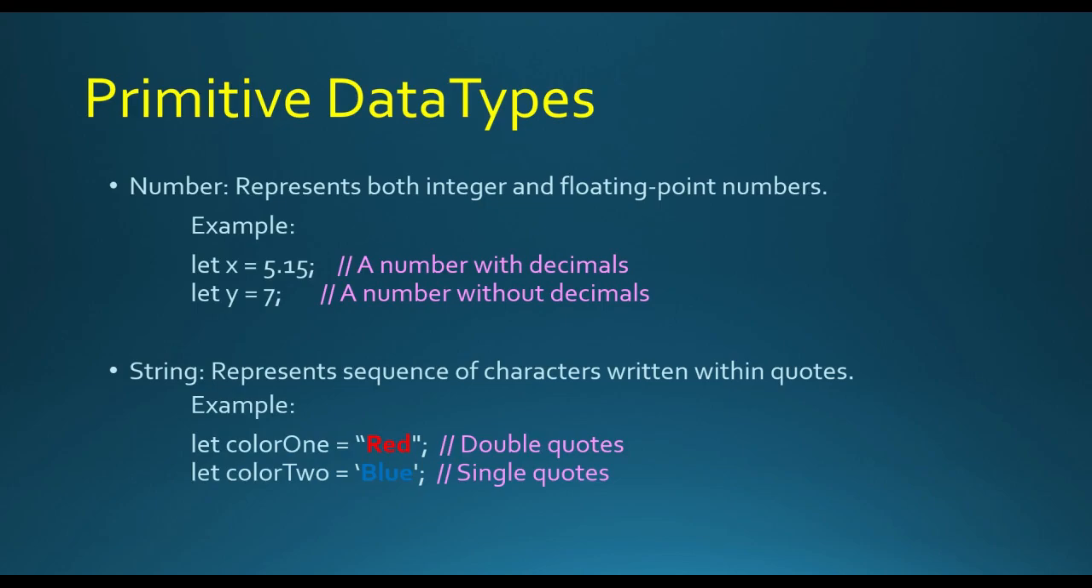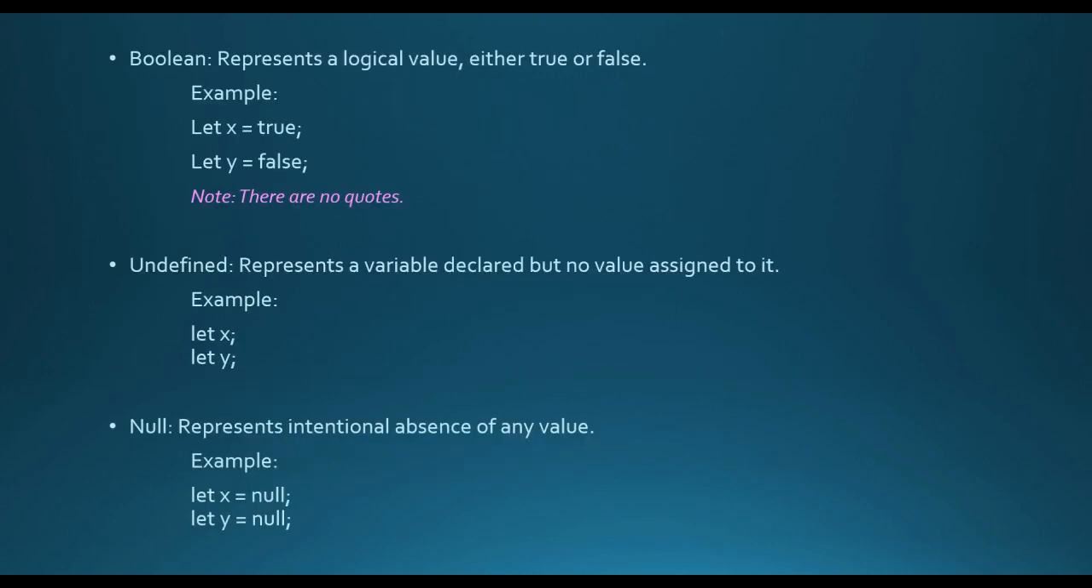Number. The number data type represents both integers and floating point numbers. Here are some examples. The first one stores the number with decimals and the second one without decimals. String. A string represents a sequence of characters and is written within quotes. It can be written using either single or double quotes, like the examples given below. Boolean. A boolean represents logical values, either true or false.